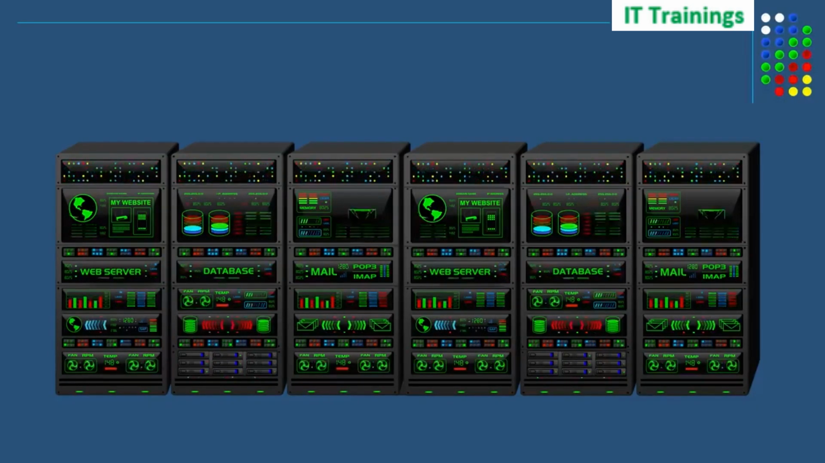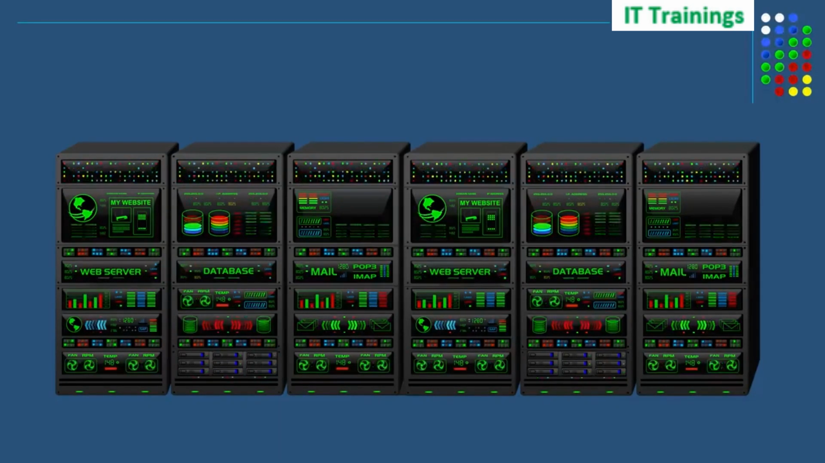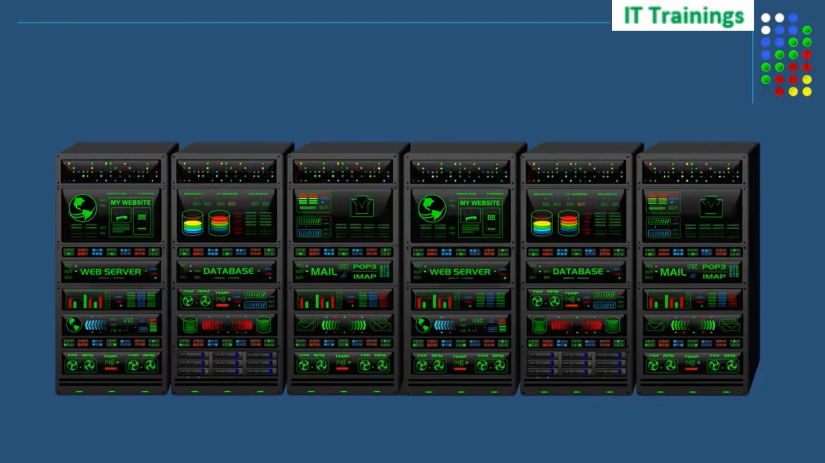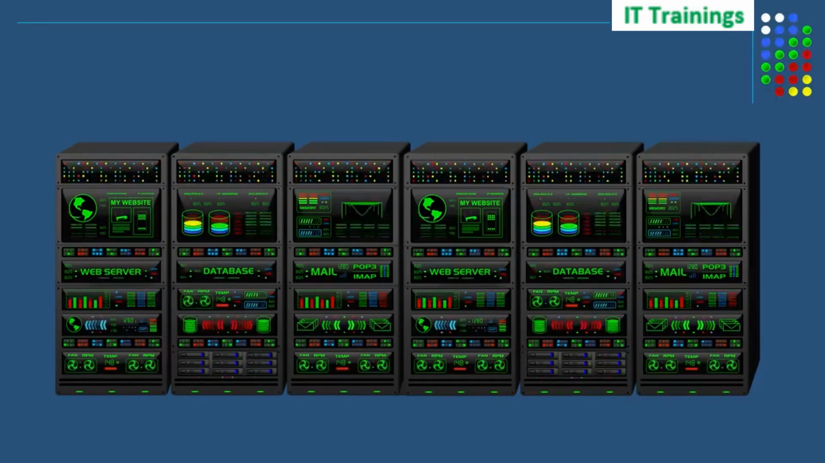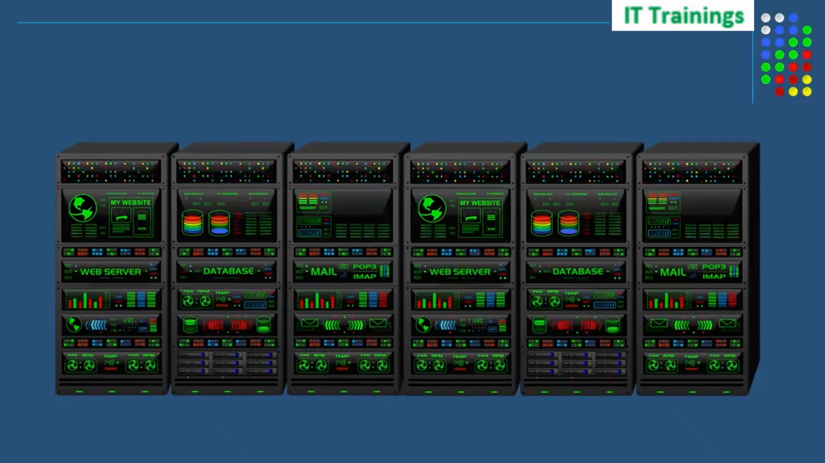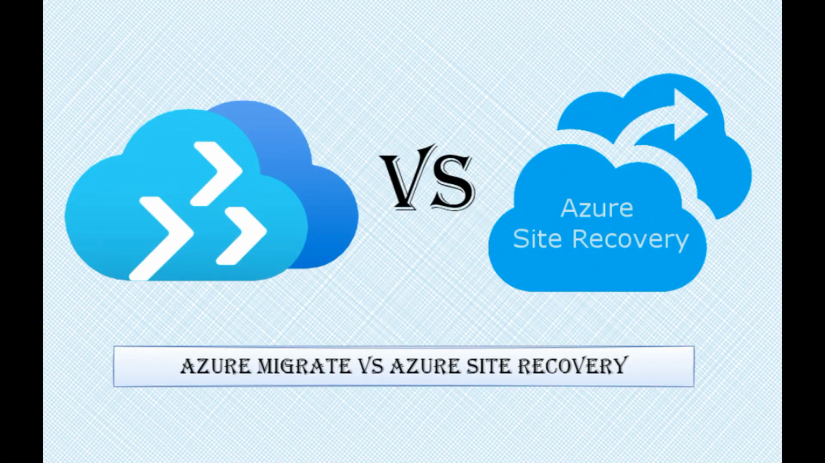Now, in this regard, when we talk about the applications or the solutions on the platform of Microsoft Azure, basically we have two options. One is completely dedicated to migration purposes, which is Azure Migrate, while the second one is completely dedicated to disaster recovery planning, designing, and implementation.